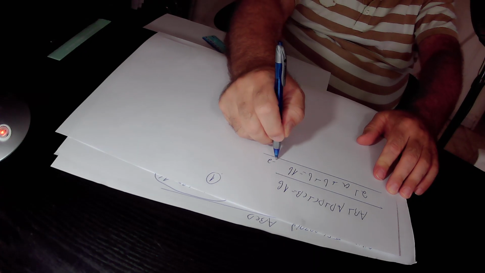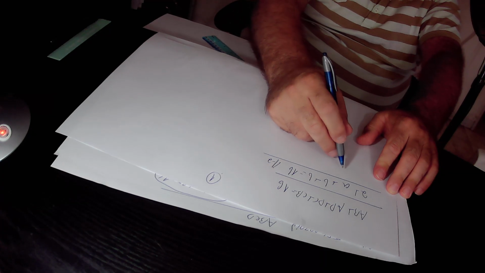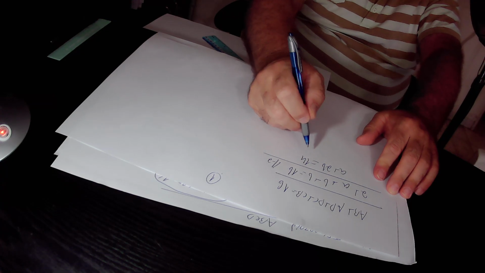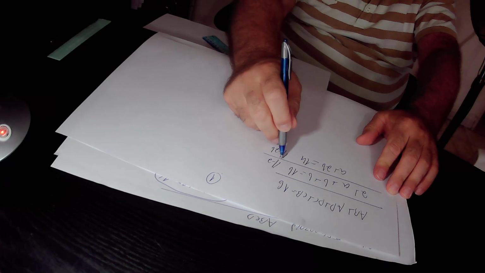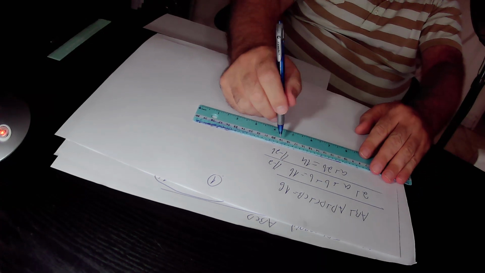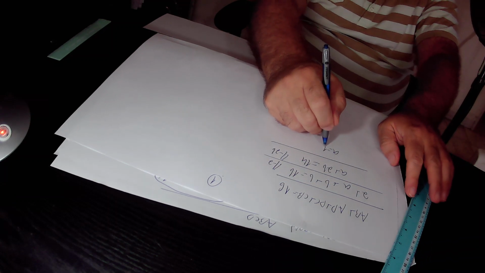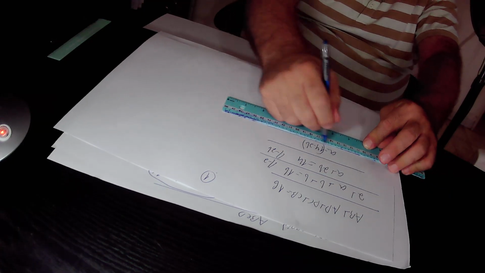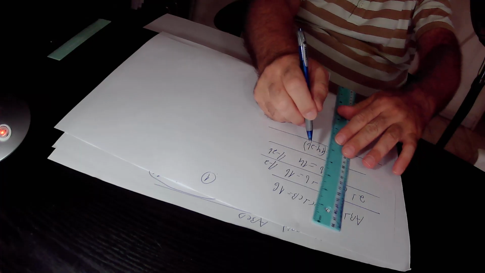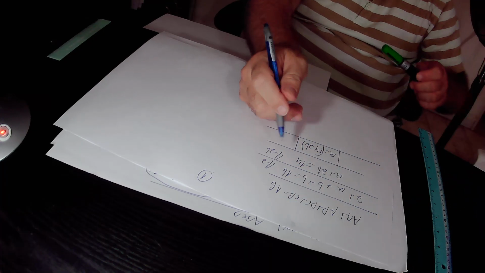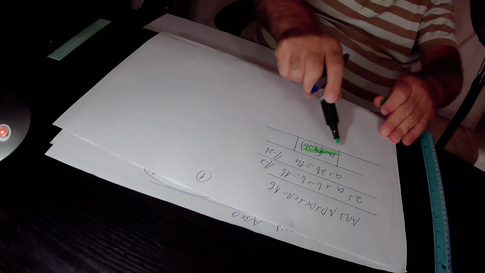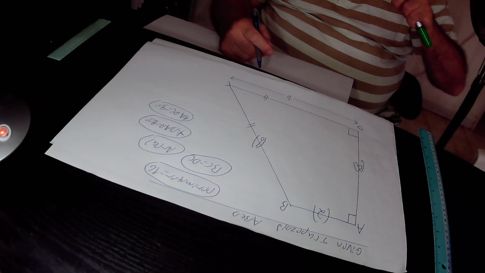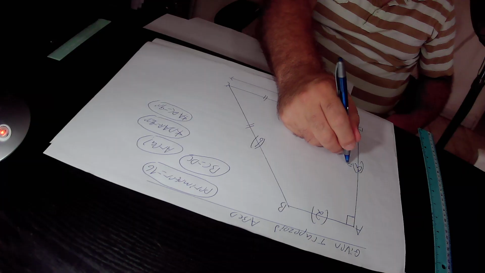Here we subtract 2 from this equation, and we get that A plus 2B is equal to 16 minus 2, which is 14. Here we subtract 2B from this equation, and we get that A equals 14 minus 2B. AD equals A units in its length, and A equals 14 minus 2B.